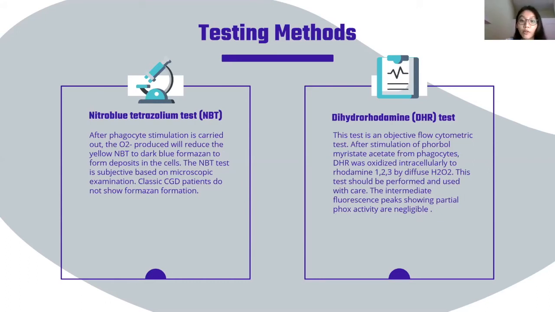After stimulation of phorbol myristate acetate of phagocytes, DHR was oxidized intracellularly to rhodamine 1,2,3 by diffuse hydrogen peroxide. This test should be performed and used carefully. And in addition, this flow cytometric test is now widely and commercially available and can be considered as the preferred screening and diagnostic test for chronic granulomatous disease.